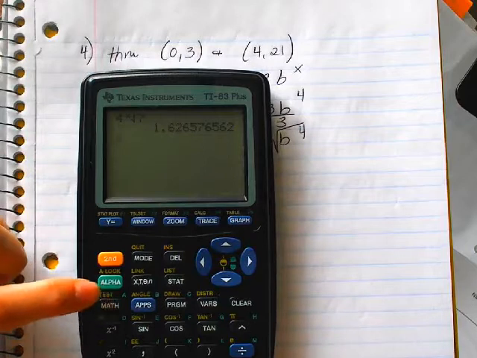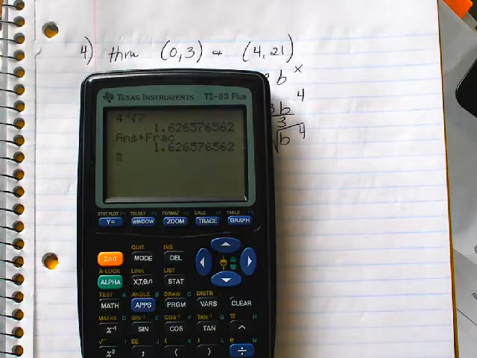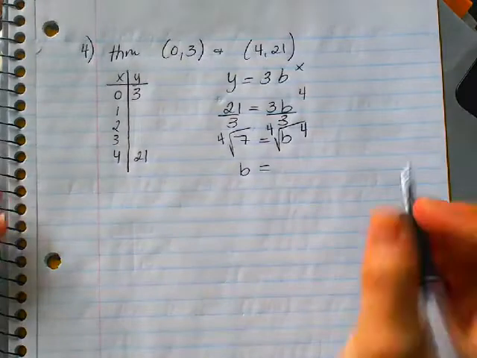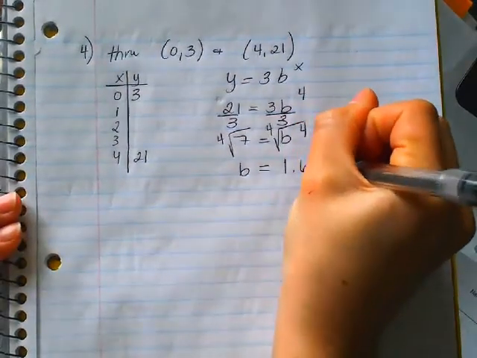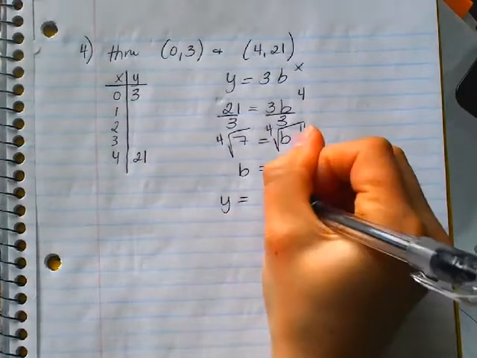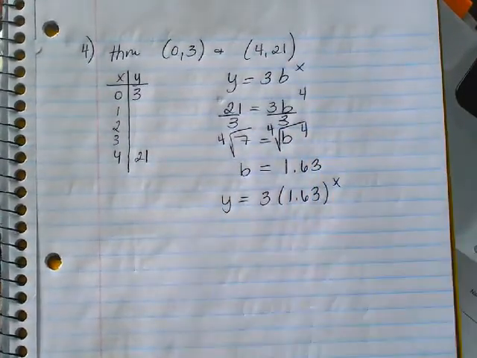Let's see, does that convert to a fraction? It does not. So we're just going to have to round our decimal here. 1.626, I'm going to round that to 1.63. In general, 2 decimal places is enough. Okay, so my function is going to be y equals 3 times 1.63 to the x power.